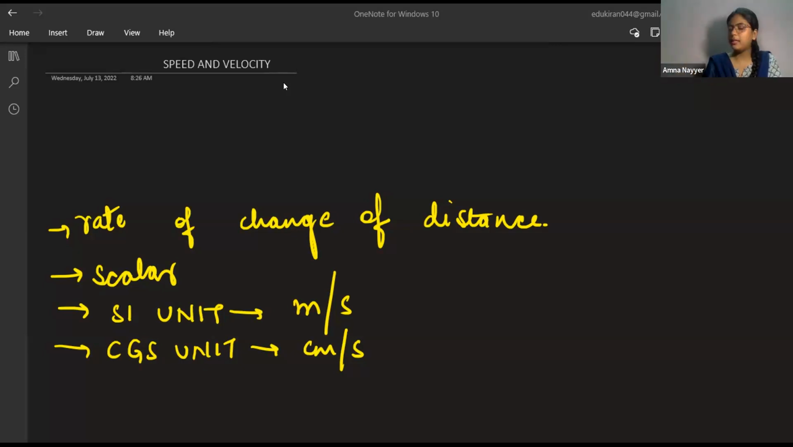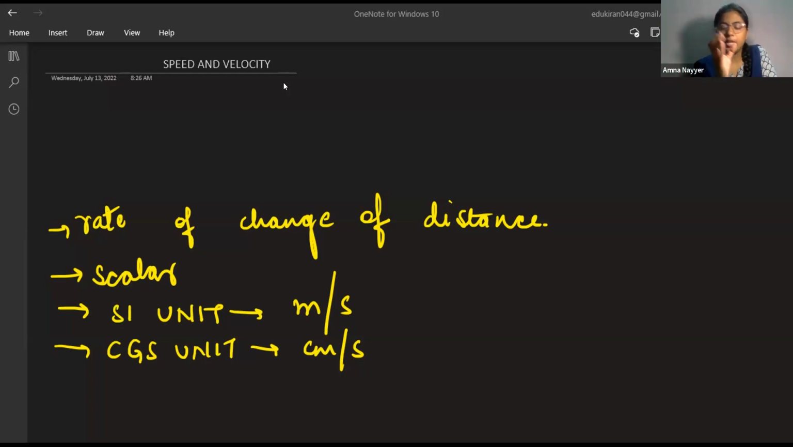So what is speed? I'll first talk about speed, because then understanding velocity is easier, because velocity is just a vector quantity. Speed is a scalar quantity. This is the major difference between them, and the rest of the differences are because of this. Otherwise, they are physically the same. So what is meant by speed?